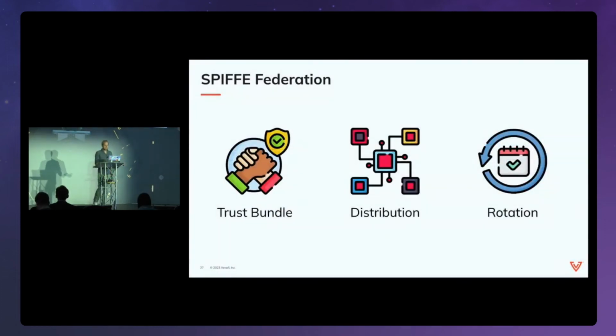Each distinct SPIFFE server has a trust bundle endpoint. This can kind of be compared to your CA root chain that you distribute to all your servers. And it publishes all of the public keys of that specific SPIFFE server, and only the public keys of that one specific server.